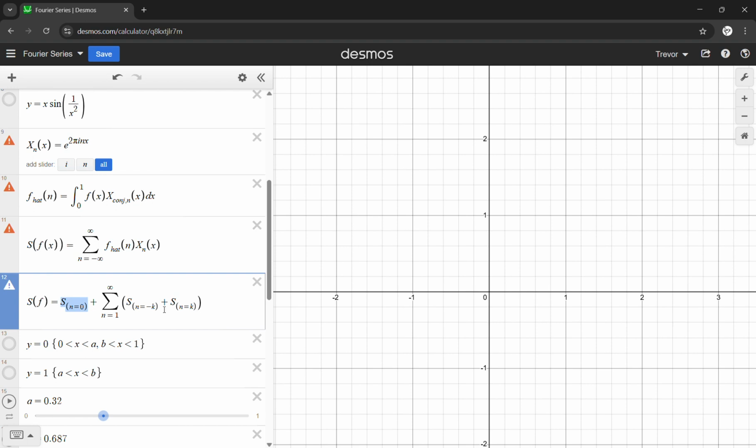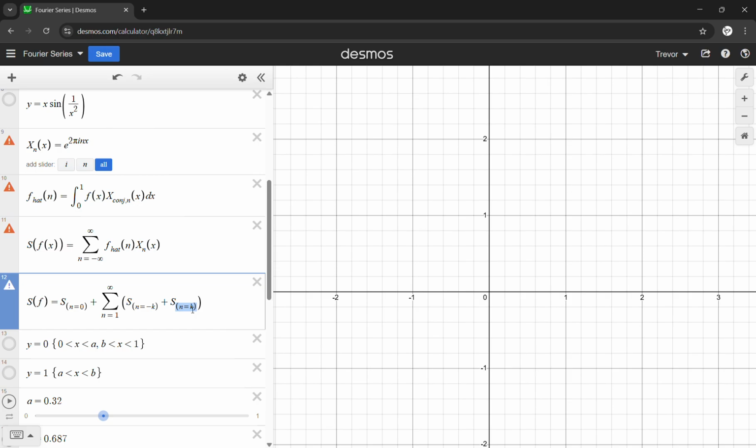But the magic happens right here. If you take the negative kth term and the kth term, for every single k, all the imaginary parts cancel out, and you get a real number. Or, sorry, not a real number, a real function, a real valued function of x. And that's crazy.